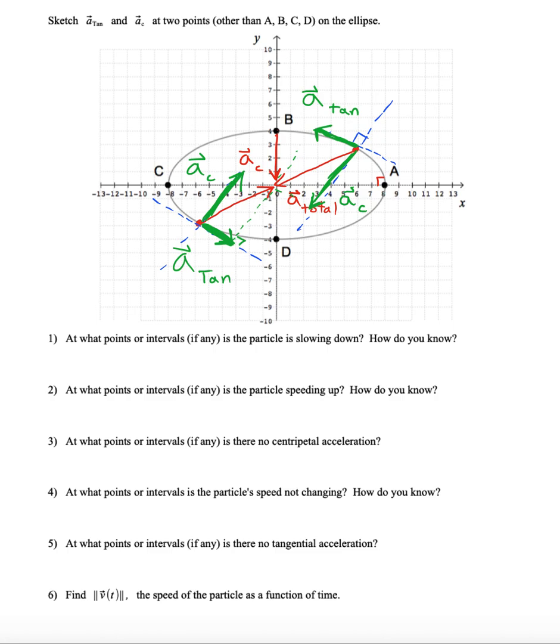The tangential component will tell us when our particle is speeding up and when it's slowing down. So in this case, our particle is speeding up. How do I know that? Because the tangential component is in the direction of motion of our particle, which is going to make it go faster and faster. The centripetal component, on the other hand, just changes the direction of our particle, but it doesn't make it go faster or slower.